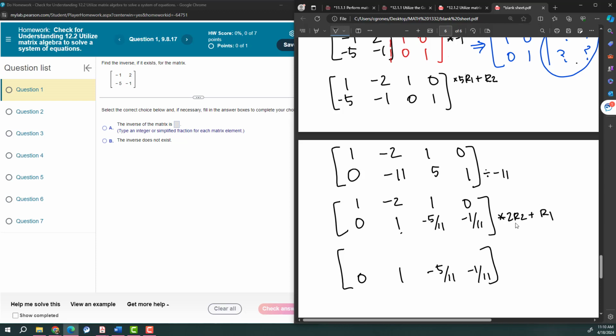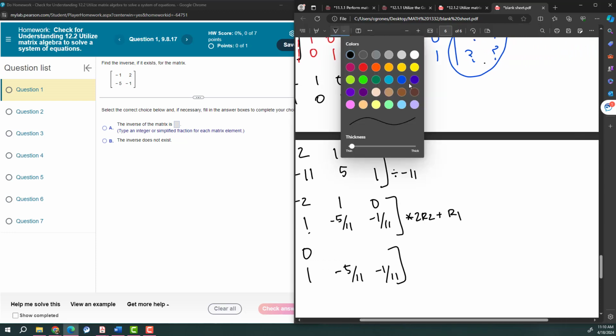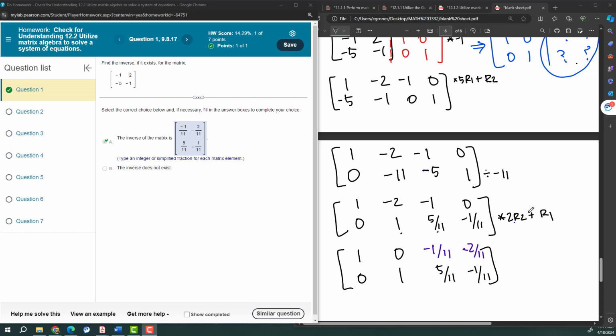So 2 times R2, so 2 times 0 is 0, plus 1 is going to give us that 1. These two are canceling out, so 2 times 1 and then -2 is 0. All right, 2 times -5 over 11, it's going to be -10 over 11 plus 1. So let me put that over here. So this would be the finished product.